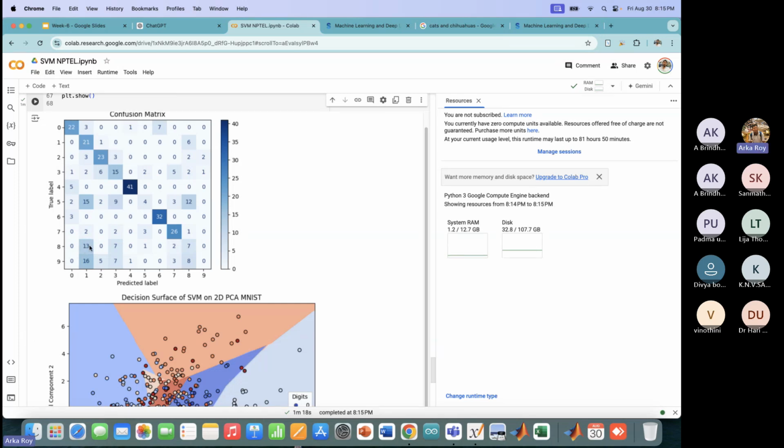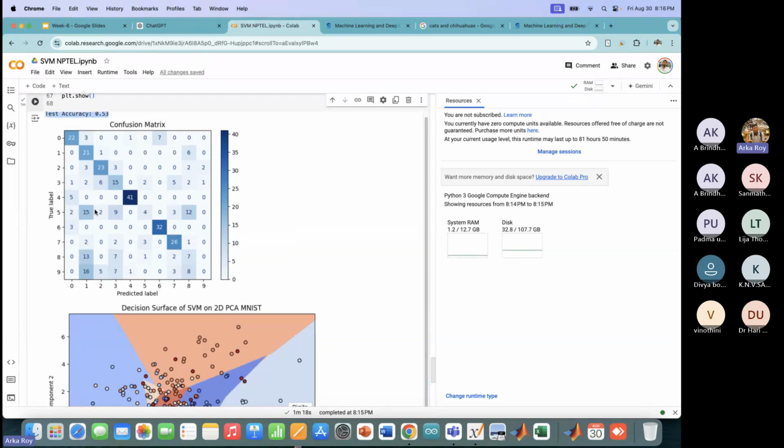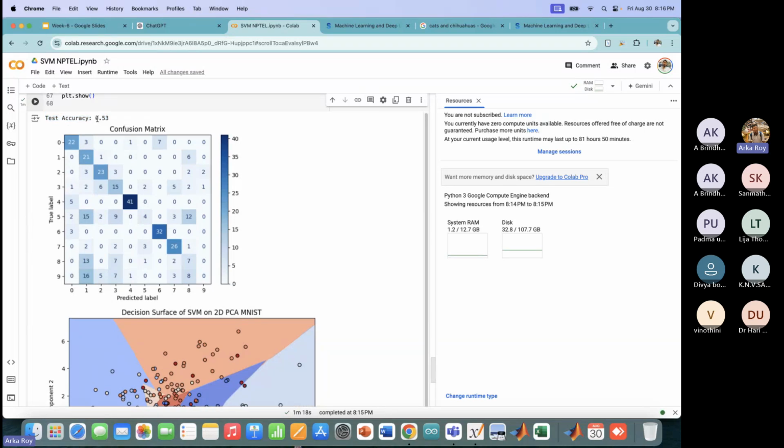So that means you are doing misclassification. Here also for class 5, you are only able to classify 4 samples correctly. Majority of the samples you have classified as either class 1 or class 8. So that means you are doing major misclassification, and the test accuracy also tells the same, only 53% accuracy.